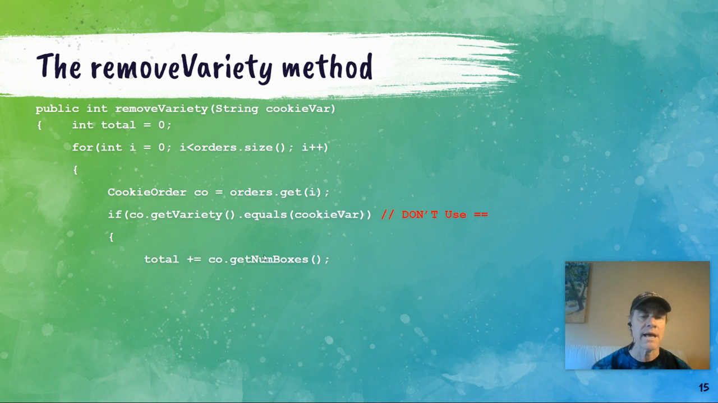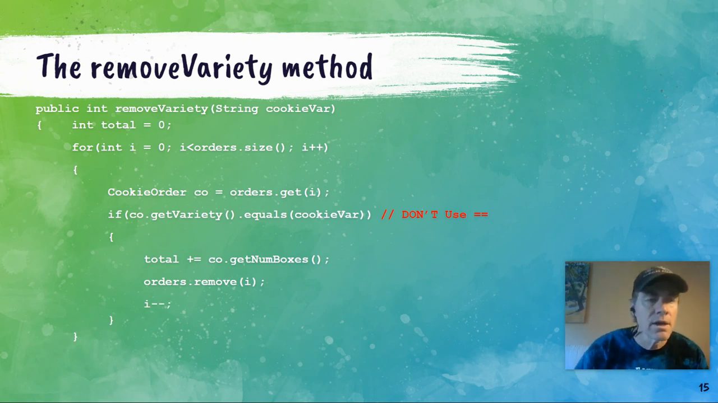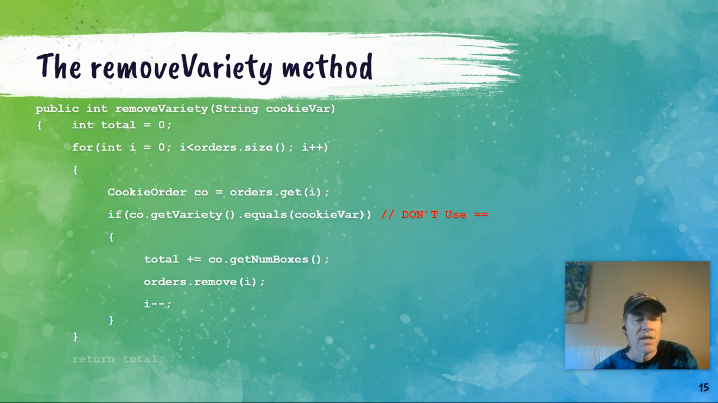If there were 2 oatmeal raisins in a row, it would skip over it. So I better decrement the iterator. I do that with the I minus minus, and then at the end I'm going to return total, and that's the end of my method. So pretty straightforward, pretty similar to the last one. It's a little slight twist on getting that.